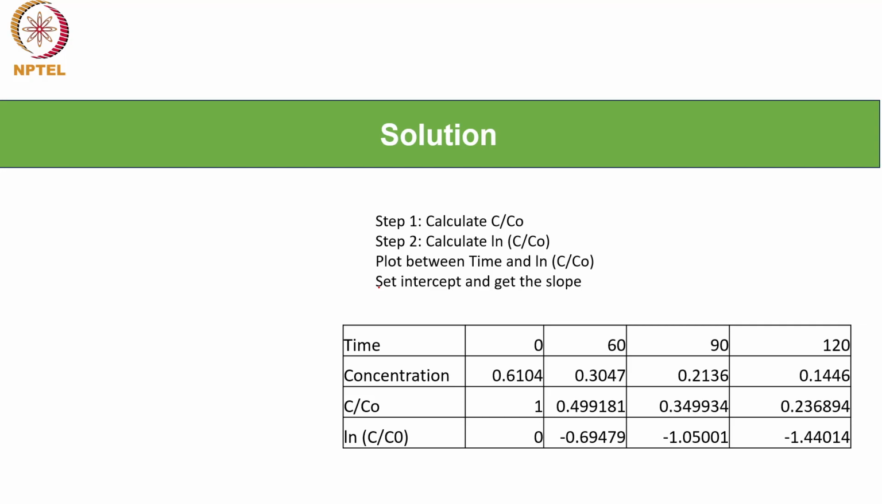Now you try to plot these values in the graph. If you don't have graph paper, just in your rough note itself, you can make some equal measurements and try to make a plot between time and ln of C by C naught. I'll give 3 to 5 minutes for that because it will take some time. You just make a plot.